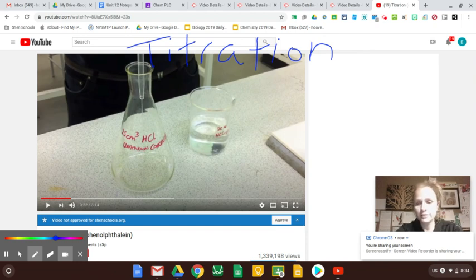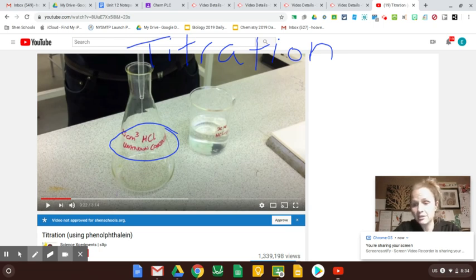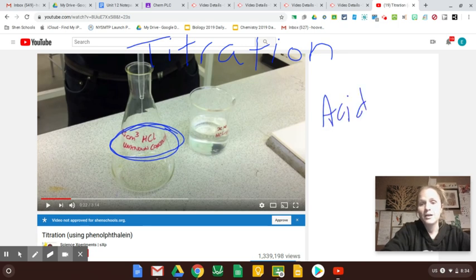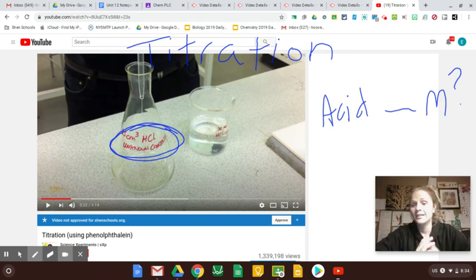Okay, so titration is to identify an unknown acid or base. So let's say that you found this hydrochloric acid sitting in the lab and you just don't know how concentrated it is. So let's say we have an acid and the molarity, remember the big M, is unknown. Like, is it a 6 molar, like really strong acid that's going to burn you? Or is it like a 0.001 molar that's like really not very harmful? Okay, so somebody left some hydrochloric acid out in the lab and you don't know how strong it is. This is a way to figure out how strong it is.